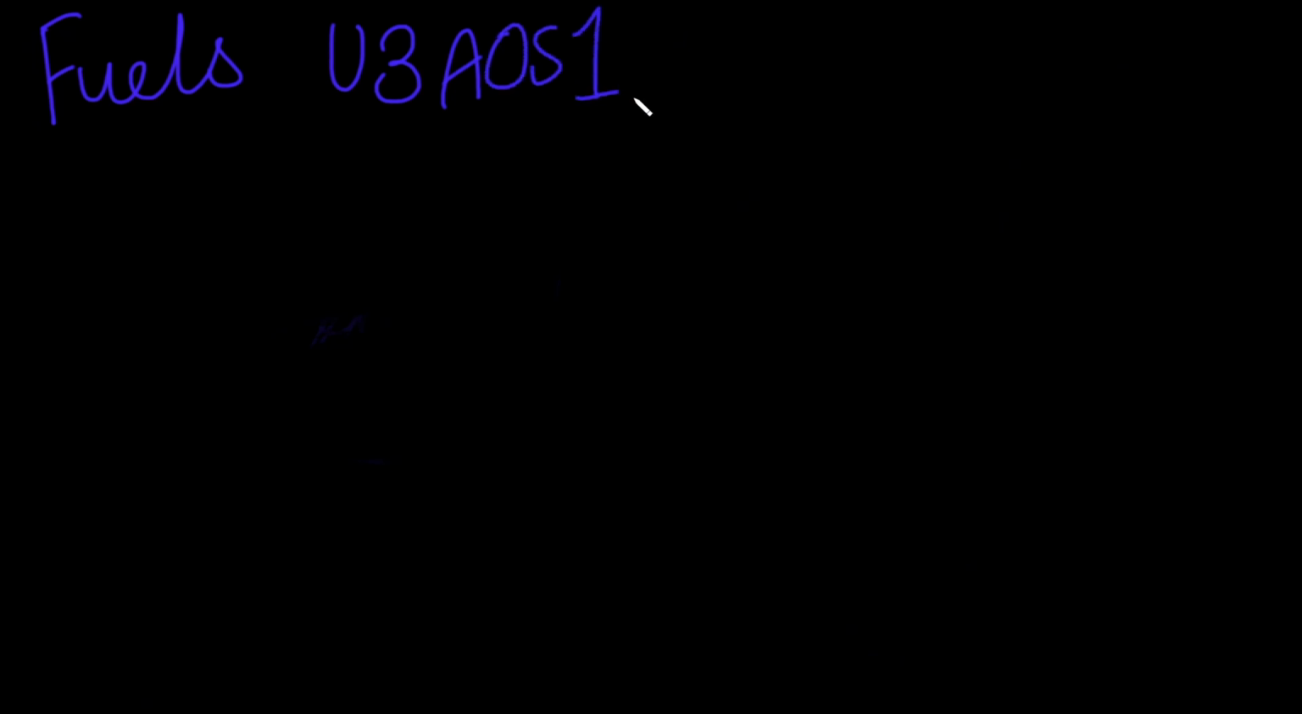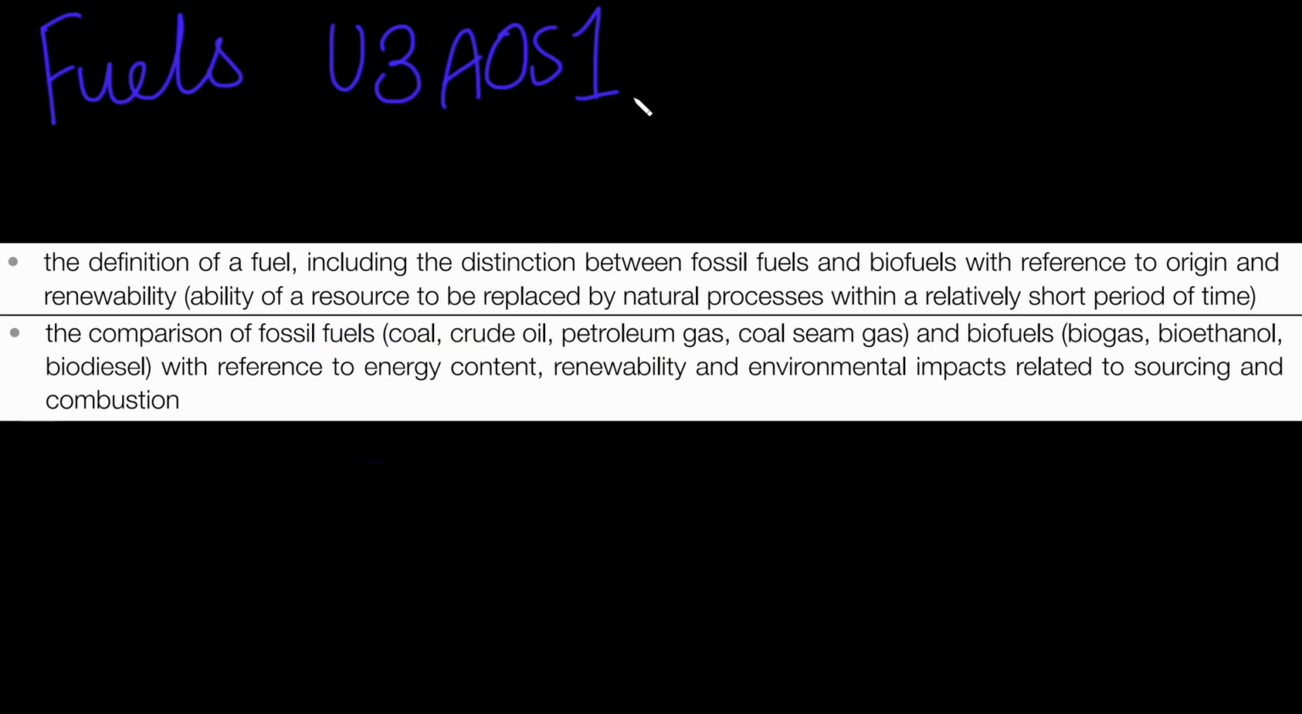All right, so today we're going to be discussing fuels, which is part of Unit 3, Area of Study 1 of VCE Chem. And specifically, according to the study design dot points, we're going to be talking about the definition of a fuel, which includes the distinction between fossil fuels and biofuels with reference to origin and renewability. And we're also going to be discussing the comparison of fossil fuels and biofuels with reference to energy content, renewability, and environmental impacts related to sourcing and combustion.